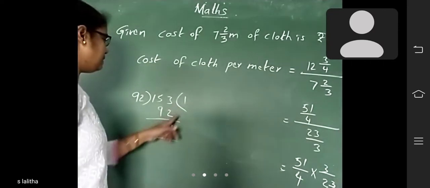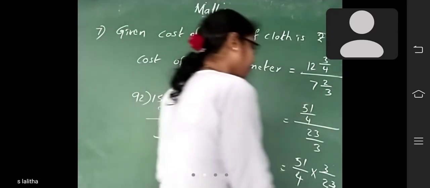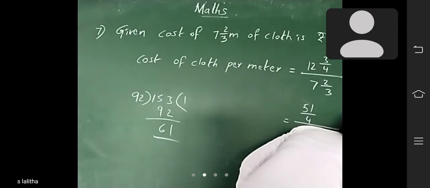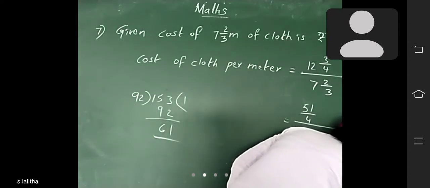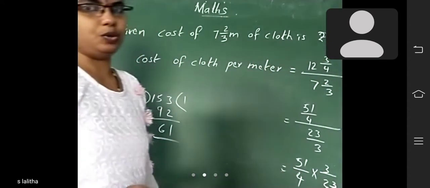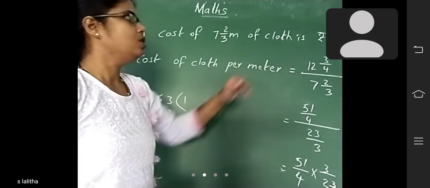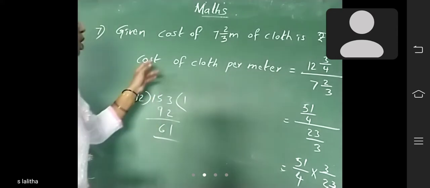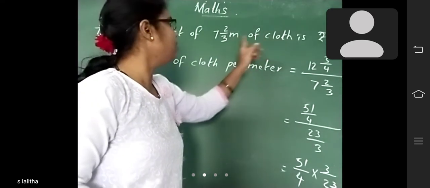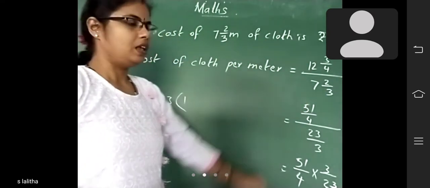So 1 61/92 rupees. Okay. So the cost of 7 2/3 meters of cloth is 12 3/4 rupees, and the cost of cloth per meter means you have to divide from this one. Like that you can do.